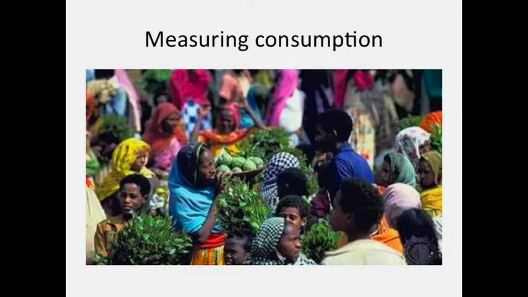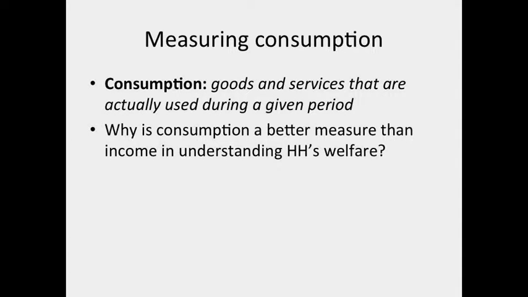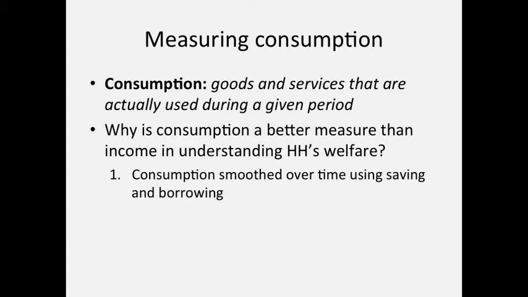Measuring consumption. Next, we turn to consumption. Consumption refers to all the goods and services that are used in a given period of time. Consumption is typically a better measure of well-being than income is. This is because consumption fluctuates less over time, as households can save and borrow money to smooth their consumption over time.